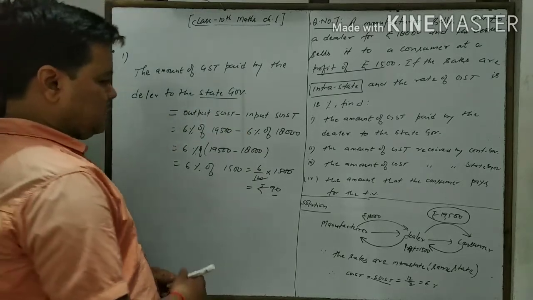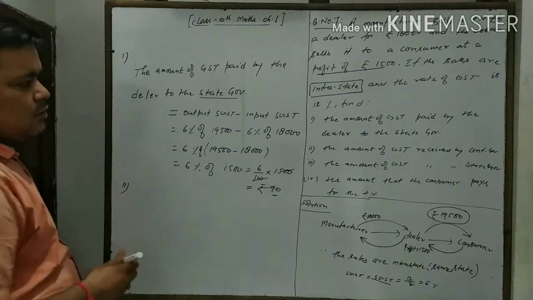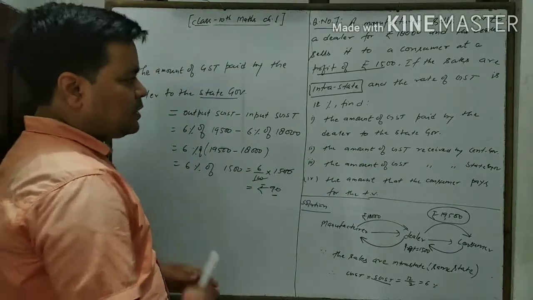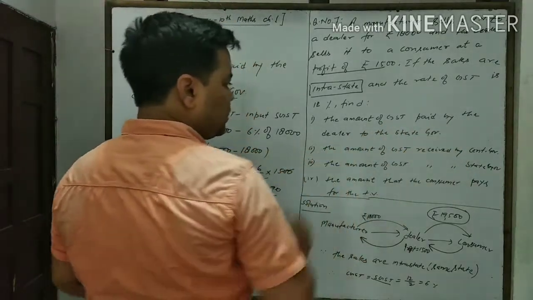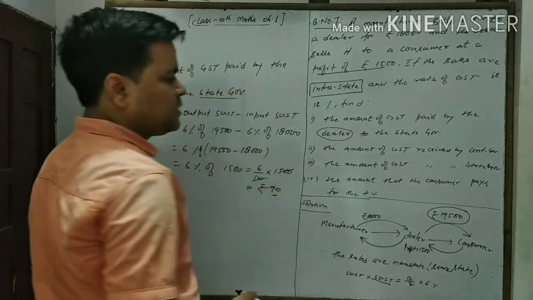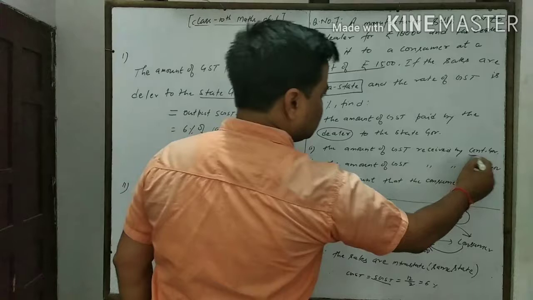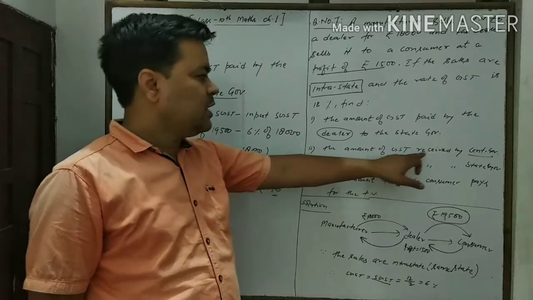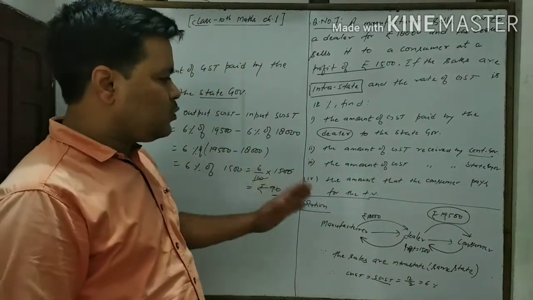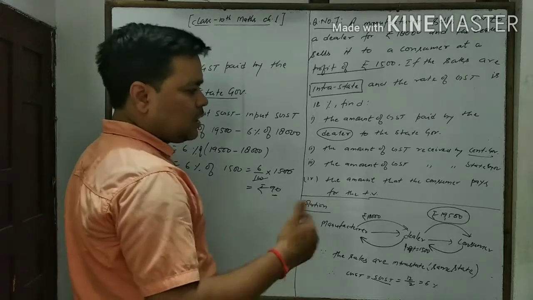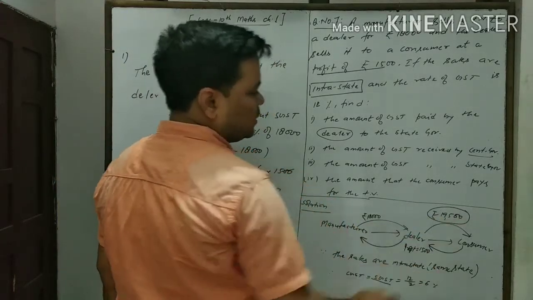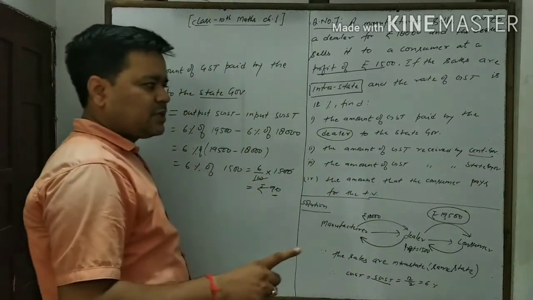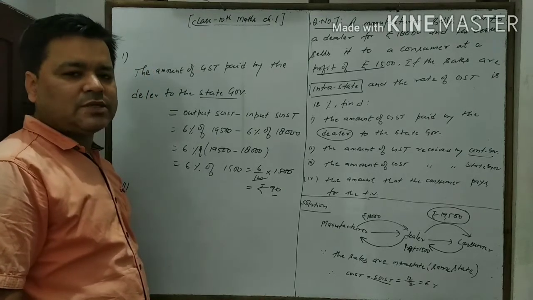Now let us see the second part of the question, the amount of GST received by the central government. The total amount of GST received by the central government will also be calculated on 19,500 rupees at the rate of 6%, because the central government gets 6% of GST and the state government also gets 6% of GST.